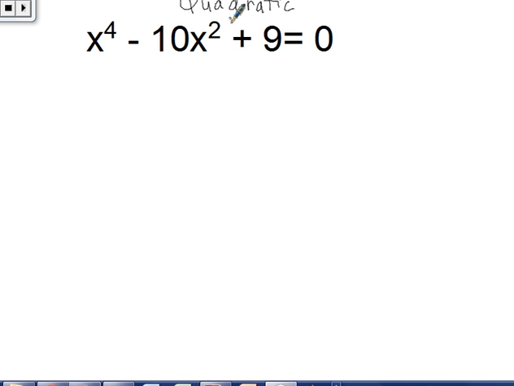Okay, because it's sort of quadratic-like, in that we have an x term that's twice this one that has nothing there. Okay, so this is a quadratic-like 4th degree polynomial. So I'm going to factor it like we would factor any other quadratic.